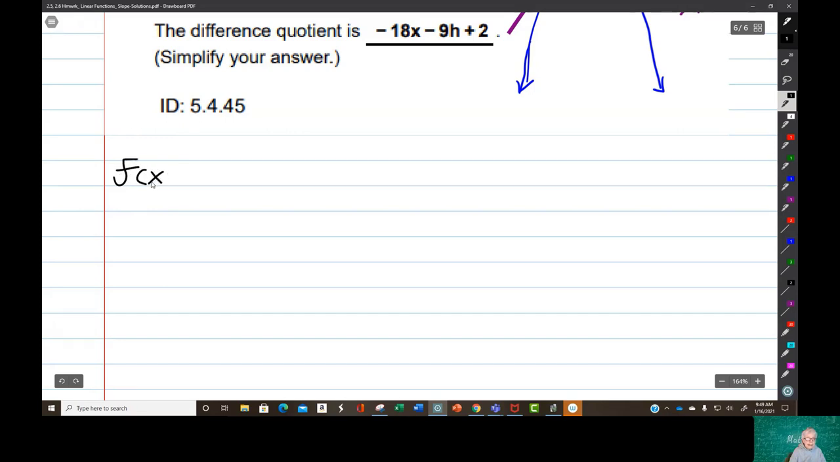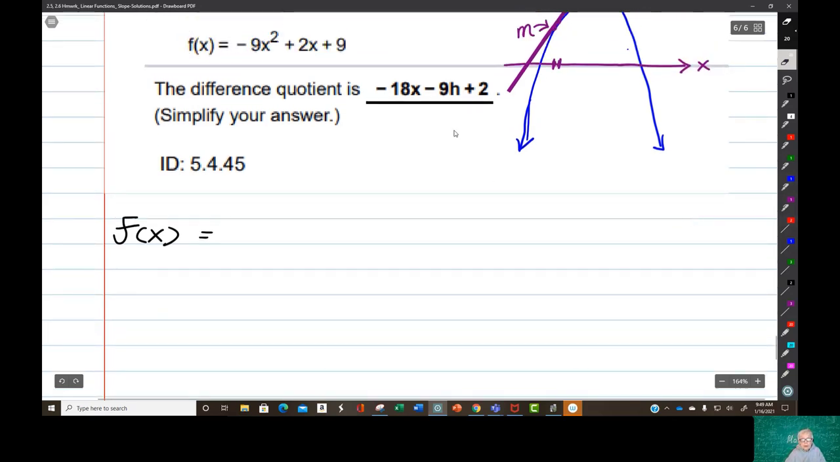f of x, now I'm going to write this big. Well, you know, running down a little bit. f of x equals -9x² plus 2x plus 9. Okay?